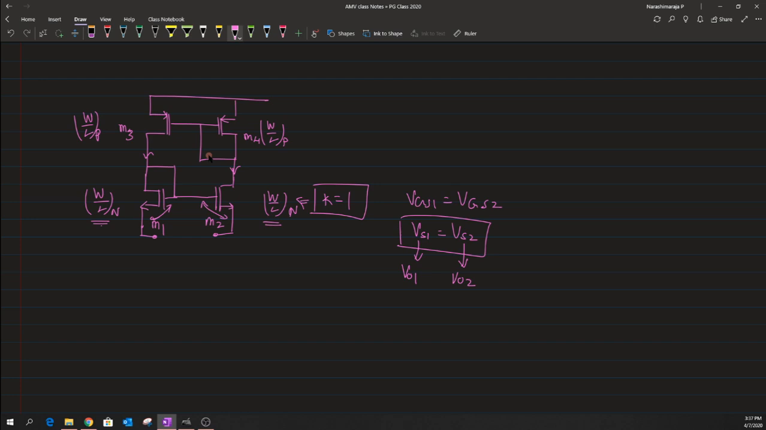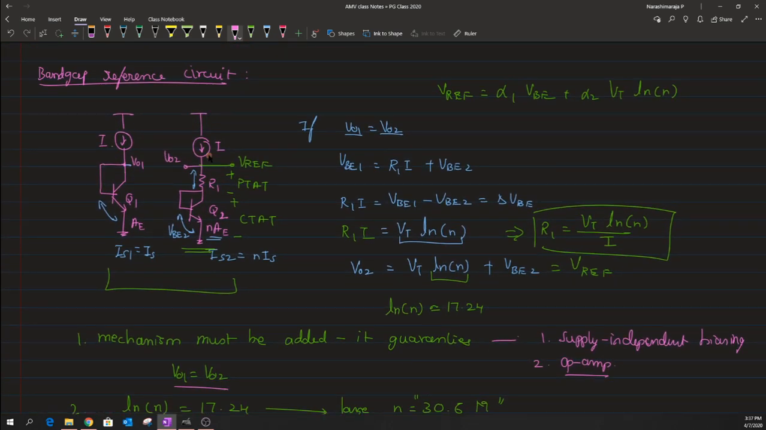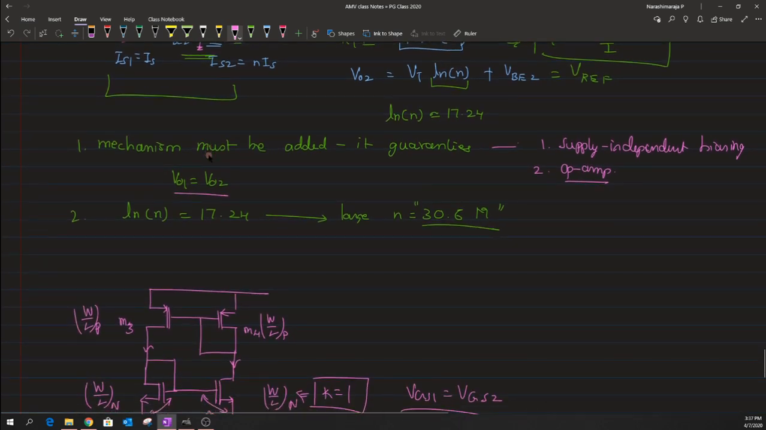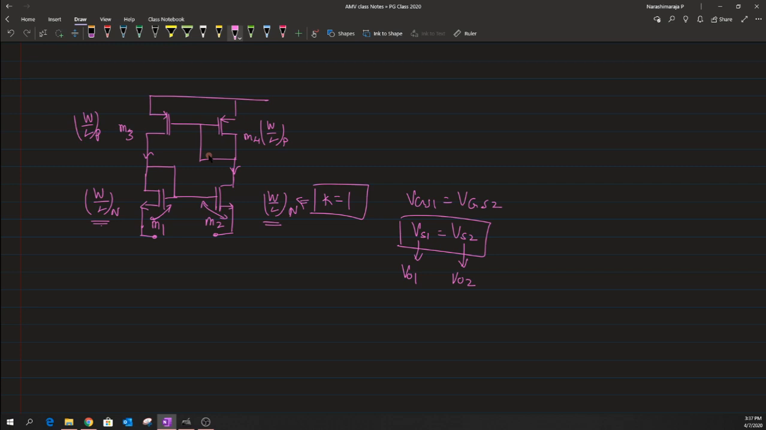We wanted the same current to flow, and that current has to be passed through this diode connected Q1. The second branch should have the same current, but it is passed through a resistance in series with the diode connected structure, right. So this is the structure that we are yet to add. Now in this addition I am going to do some modification.